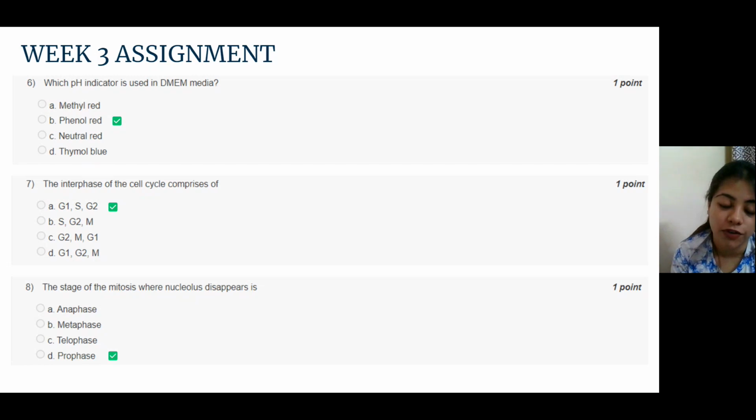So by that definition and by the lecture notes that you have already received, if you look at the options, you will see G1, S, G2; S, G2, M; G2, M, G1; and G1, G2, and M. So options B, C, and D include the M phase. But as we have discussed, the interphase is the intervening time period between two M phases or two mitotic phases, and therefore we cannot have M phase as one of the constituents of the interphase. So the other option, which is G1, S, and G2, is what comprises the interphase of the cell cycle.